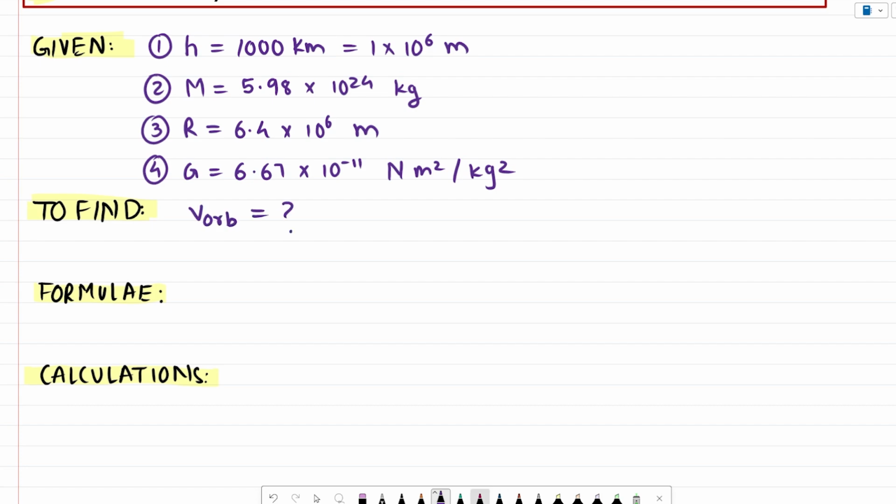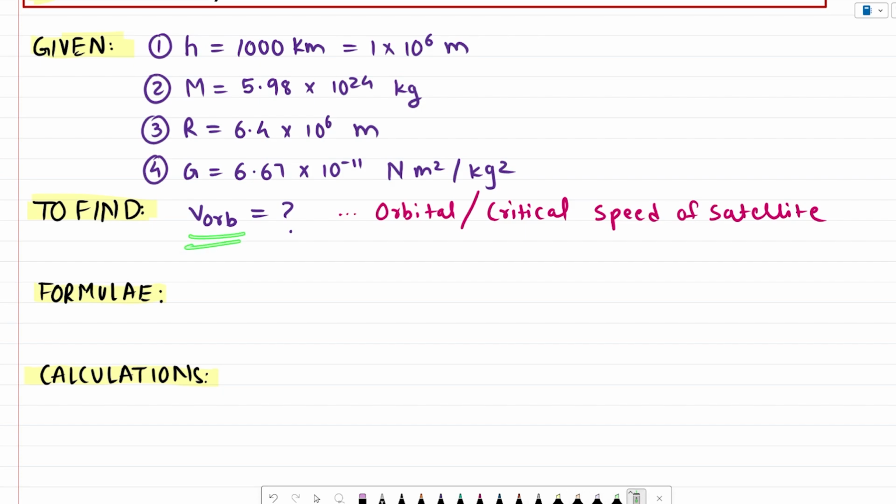So basically we have to find the orbital speed of this satellite, which we also call the critical speed. So orbital or critical speed of satellite. Okay? And we represent this orbital speed using the symbol v orbital. Sometimes we also represent it using the symbol vc, but for this particular case we'll keep it as v orbital because it is more intuitive.